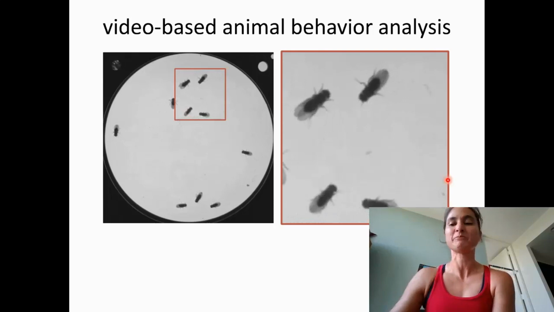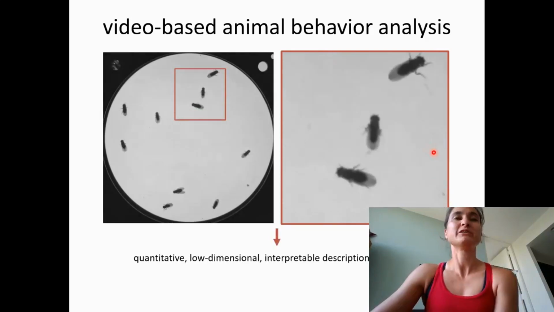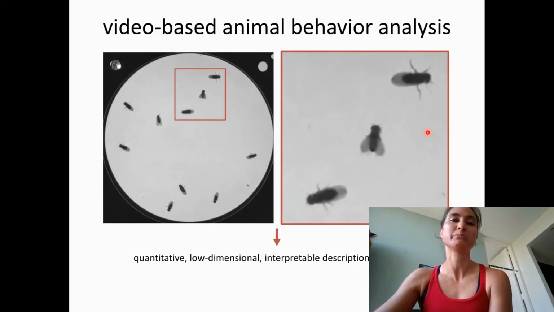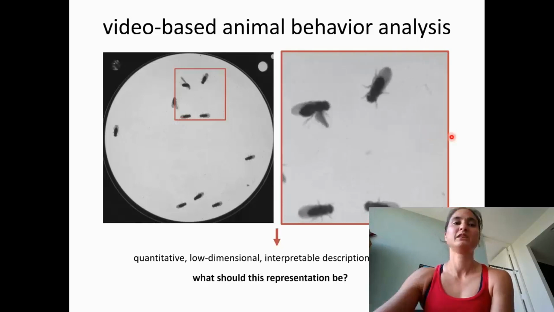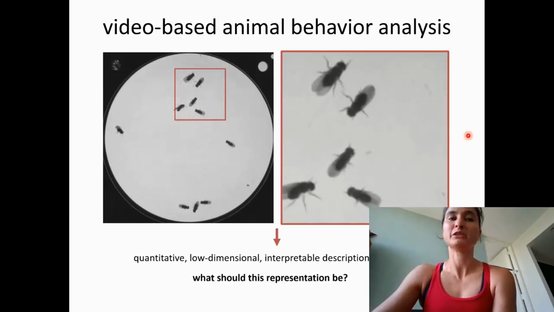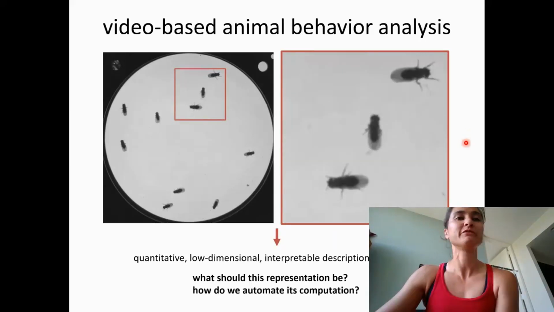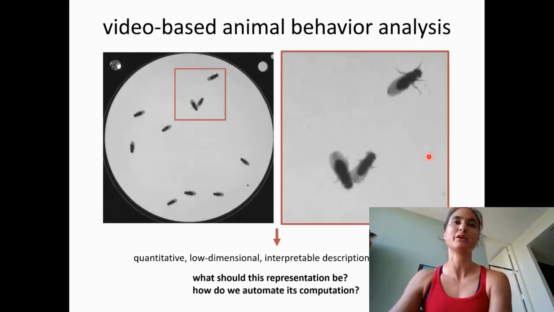And what our lab works on is trying to figure out a way to convert this video into a quantitative, low-dimensional, and interpretable description of the behavior of the animals. So one of the questions that we think about is, what should this representation be? And then the more standard computer vision question of, once we know what the representation is, how do we automate its computation from the video?